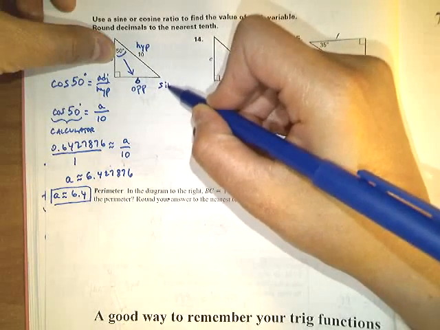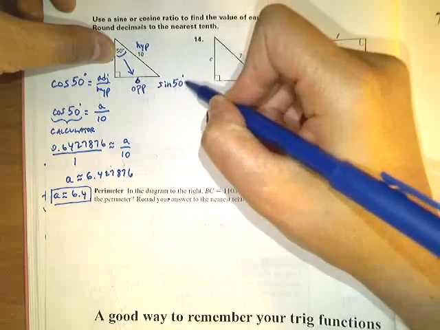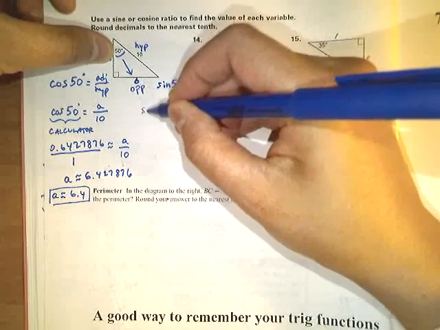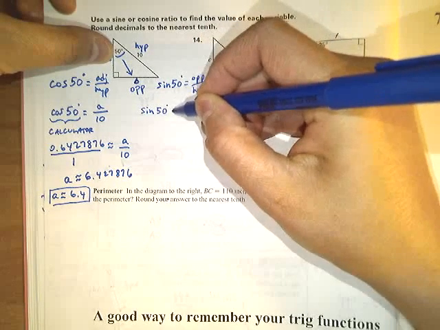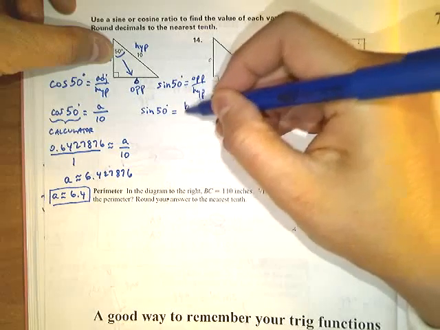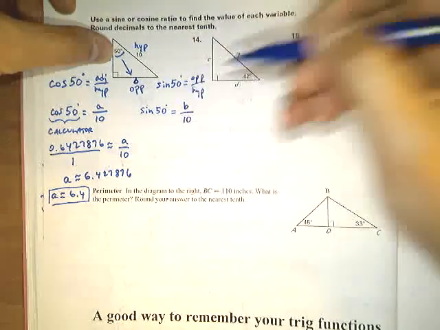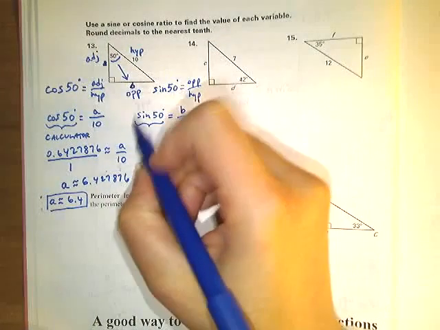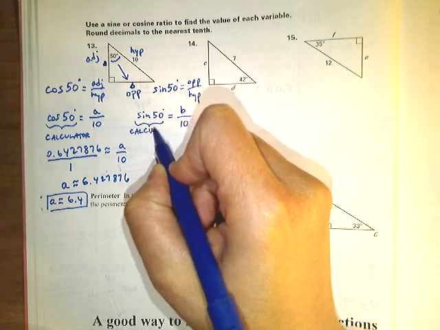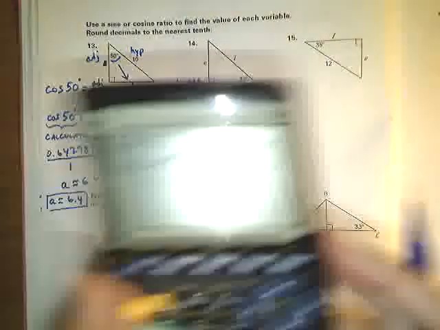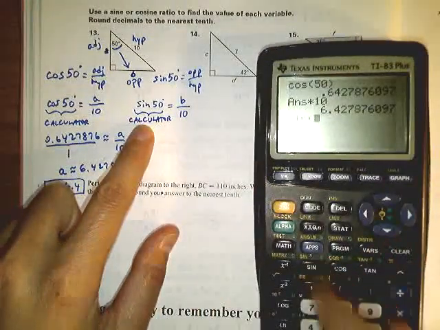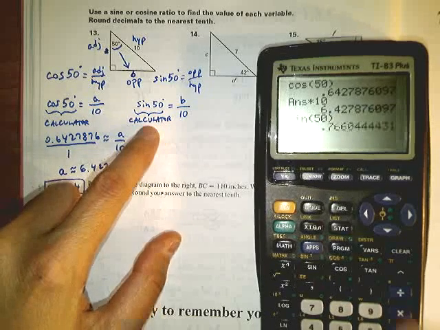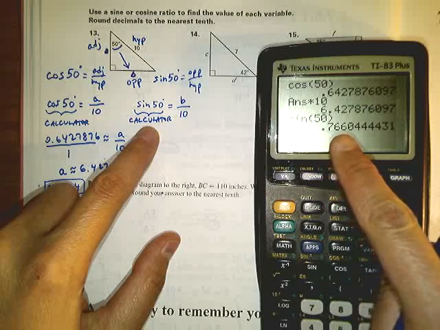So the sine of 50 degrees equals opposite over hypotenuse, which in this example is B, side B, over 10. Alright, so now we use our calculator. The sine of 50 degrees, with the calculator in degree mode to find this number. So sine of 50 degrees, again your calculator you might have to put in 50 and then hit the sine button. Either way you should get about this, 0.766.